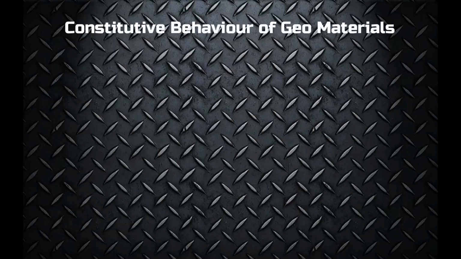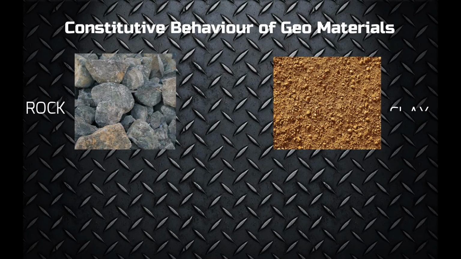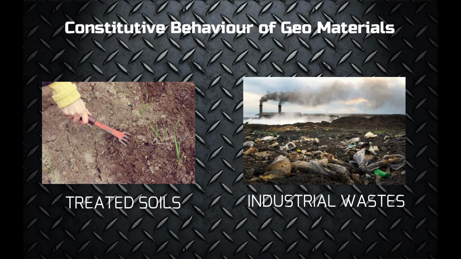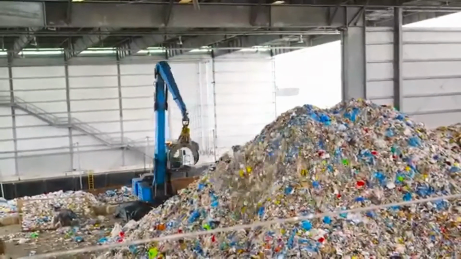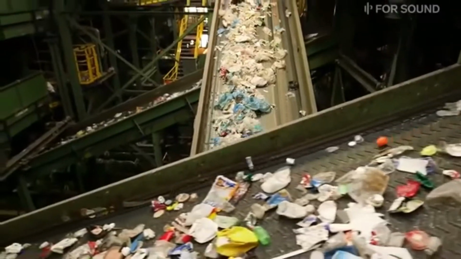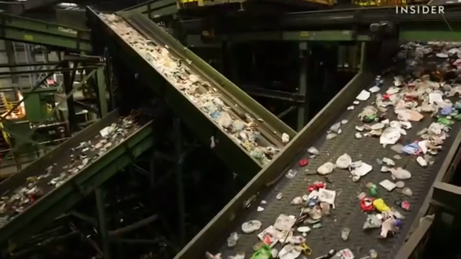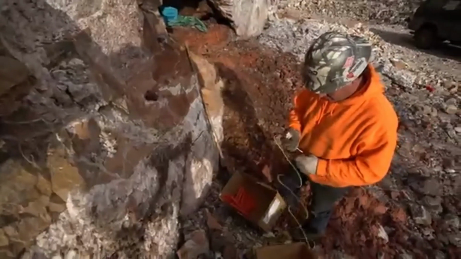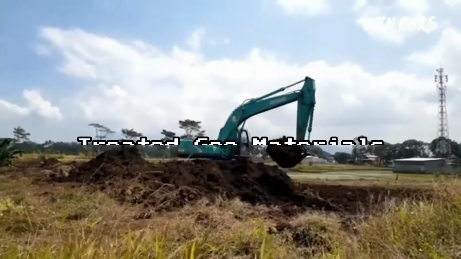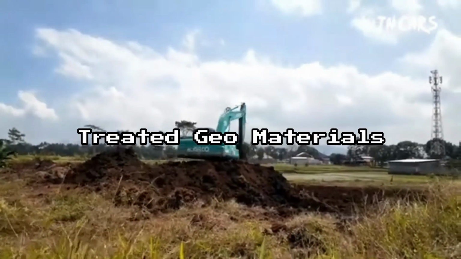In constitutive behavior of geomaterials, the geomaterials may include rock, clay, granular materials, treated soils, and industrial waste. In particular, as environmental requirement and engineering availability of byproduct wastes, the efficient recycling of waste for geotechnical infrastructures are natural geomaterials and treated geomaterials.